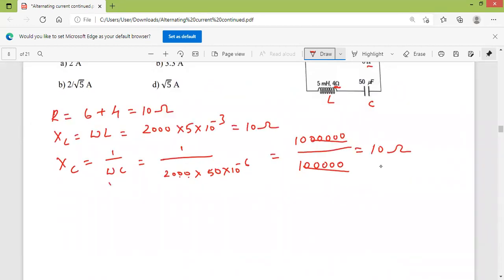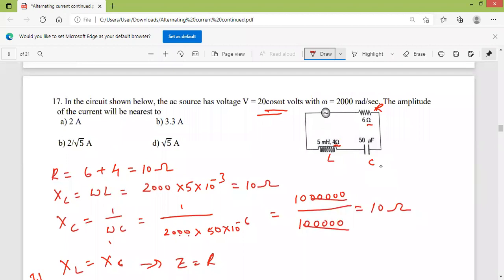So that shows that XL is equal to XC. If XL is equal to XC, it's a resonance. The circuit is in resonance. That implies Z is equal to R, because XL minus XC whole square becomes 0. Then the current amplitude I is equal to V by Z. Here V naught is given; from the diagram it is clear that V naught is equal to 20 volt.